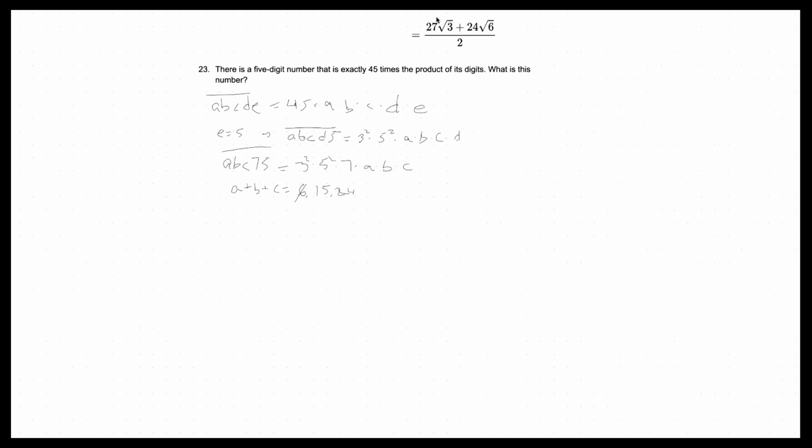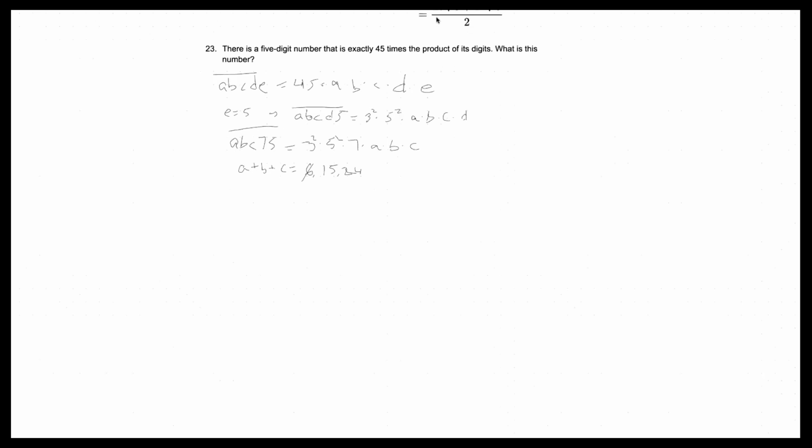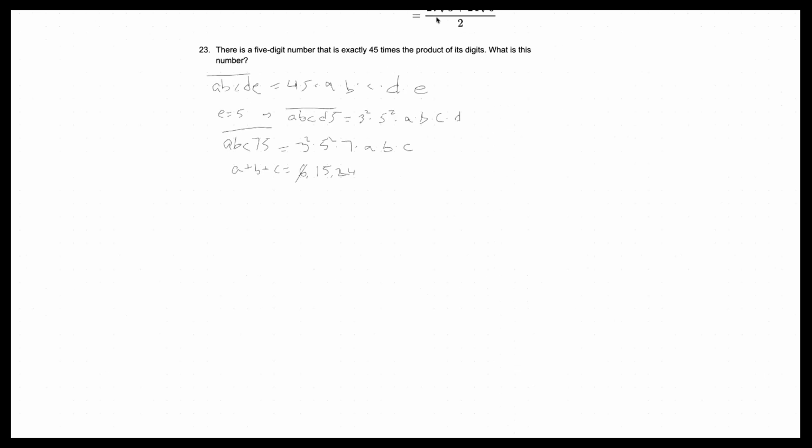And then after you get that, you just figure out what A, B, and C are by just bashing every case out. There's not that many that you have to consider. And then in the end, you see that 771 works. So your final answer would be ABCDE is equal to 77175.